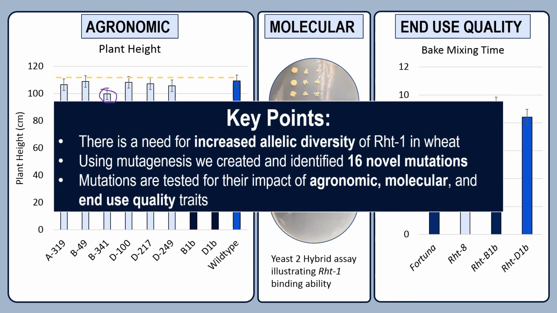In conclusion, there's a need for increased allelic diversity of RHT1 in wheat. Our objective to create and identify novel mutations led to the discovery of 16 novel mutations, including 3 stop mutations, one in each genome. We are now testing our novel mutations for their impact on agronomic, molecular, and end-use quality traits.